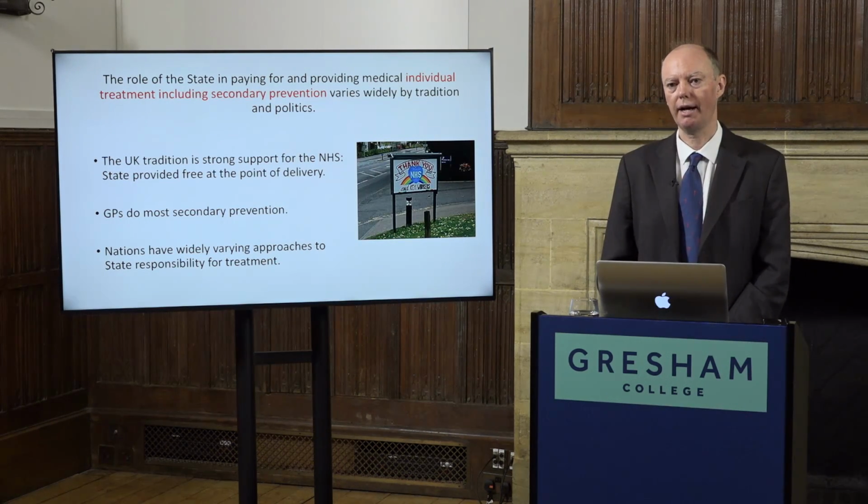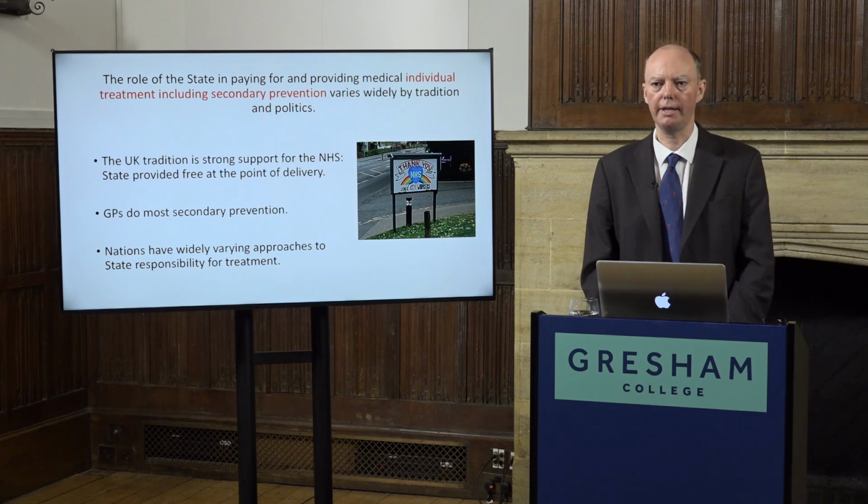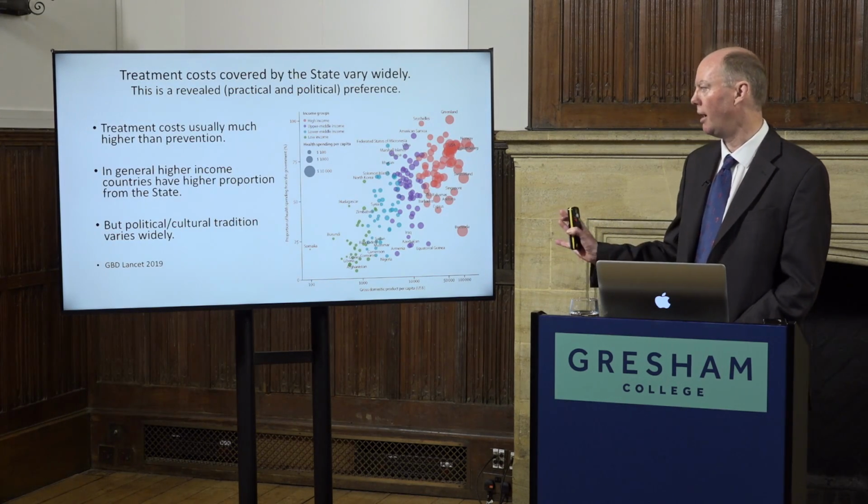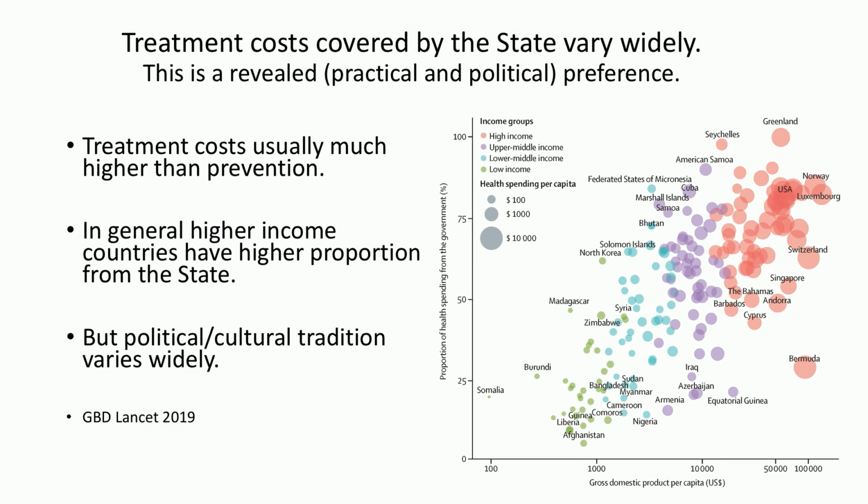But other nations, equally advanced, equally scientifically literate, equally civilized and humane, have widely differing approaches to state responsibility for treatment. And if I can just show this scatter graph, this comes from the Global Burden of Disease study. What it shows is the proportion on the left of health spending from the government, and on the right, the gross domestic product of the nation involved. And within that, there is a broad trend that wealthier societies pay for a higher proportion of treatment, but is by no means universal. And many rich countries will, for example, pay much smaller proportions of the cost of treatment.